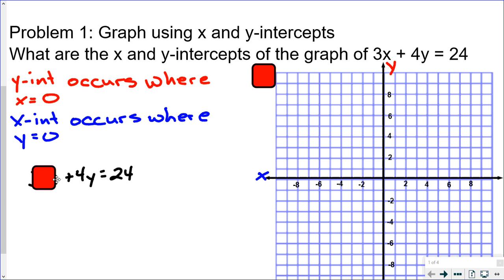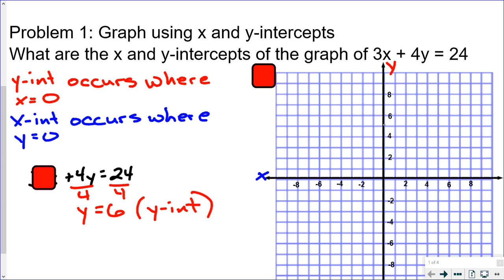So I plug in 0 for x, that makes that go away. Now I have this equation that says 4y equals 24. Let's solve that equation. So let's divide both sides by 4, and I get y equals 6. That is the y-intercept.